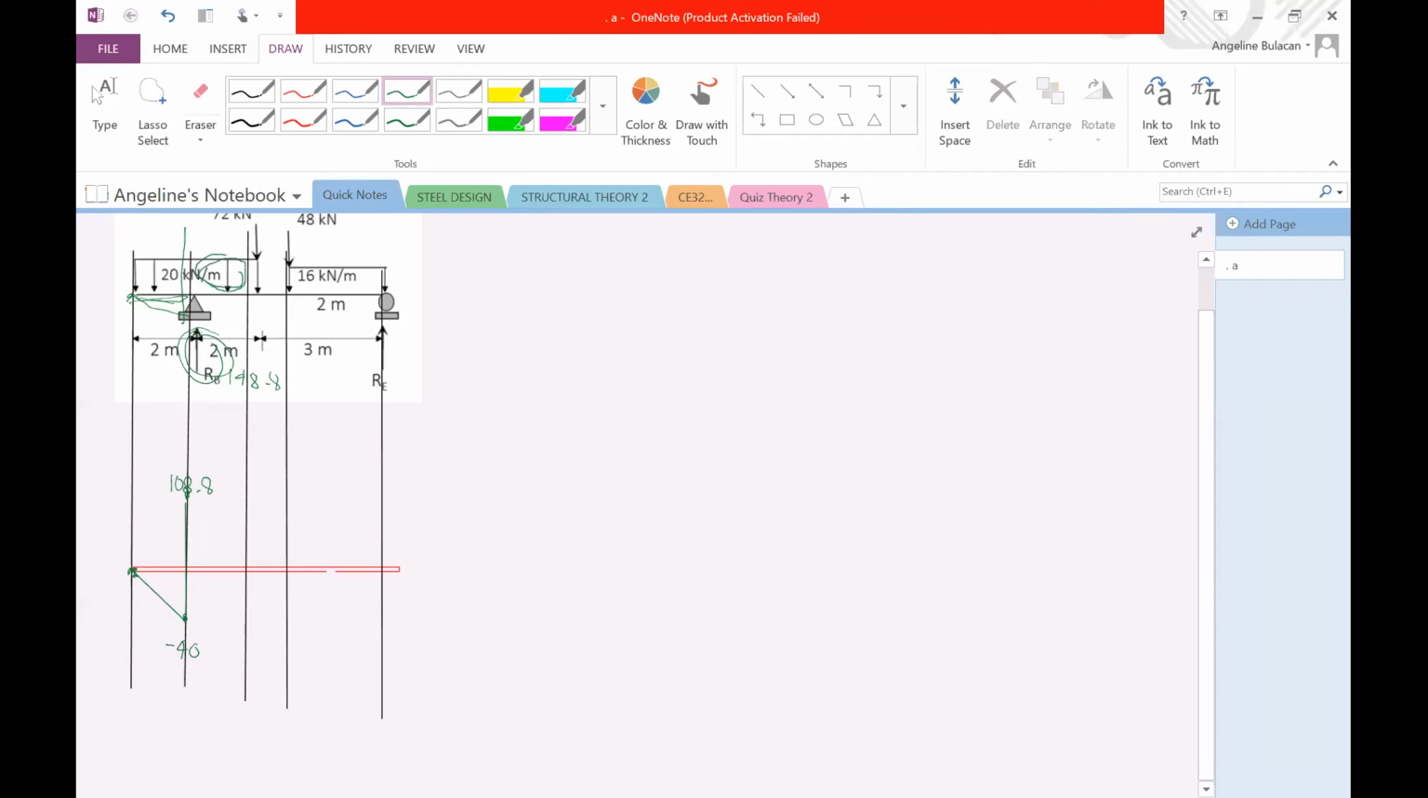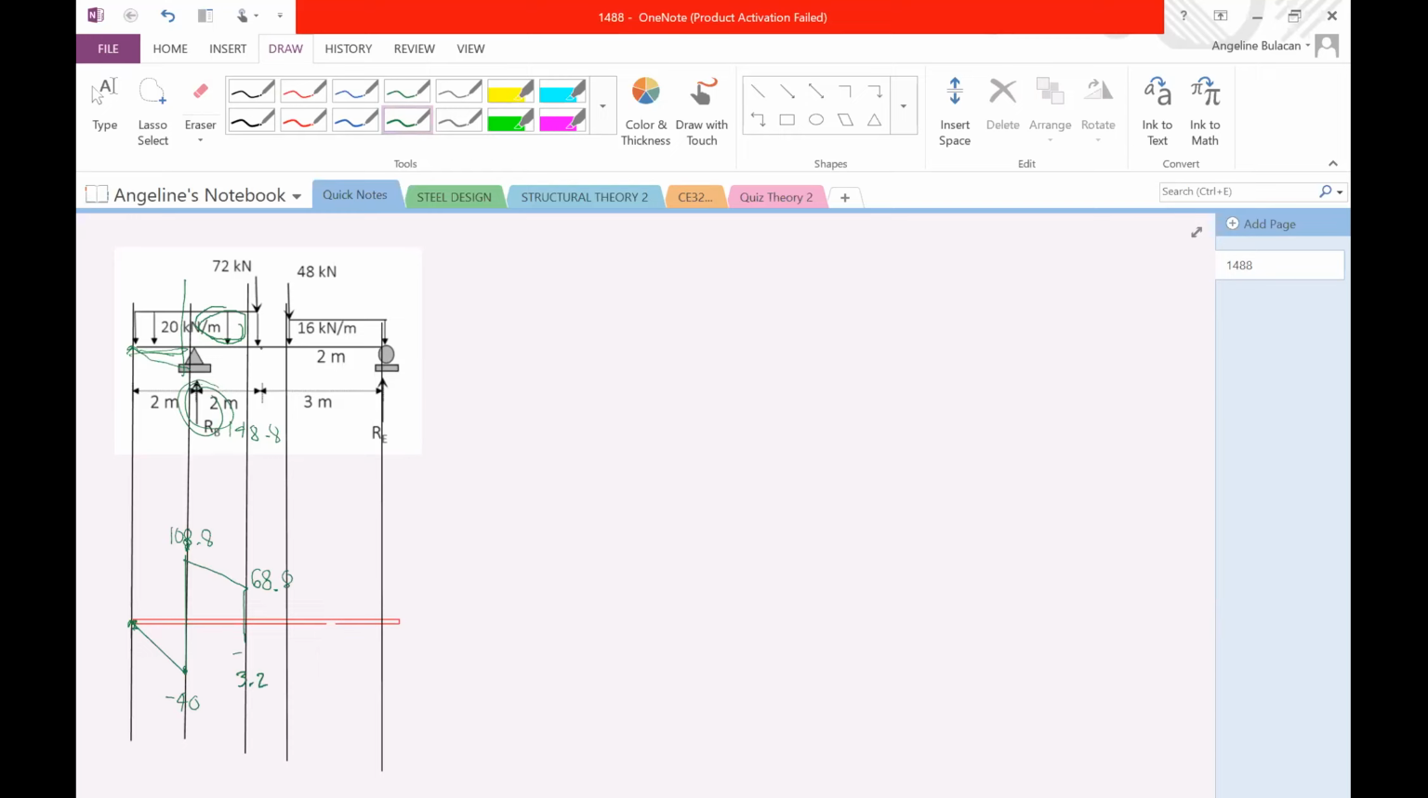Tama ba yung pag-calculator ko? Wait nga. 20 times 2, 40. Ay, wait lang nga. Check natin yung reaction. Baka mali. Tama, 148.8. 68.8 pala to. 68.8. So, 168.8, diba? Tapos, biglang baba ng 72. So, 68.8 minus 72 is equal to negative 3.2. Sorry. So, negative 3.2. Ito nga.